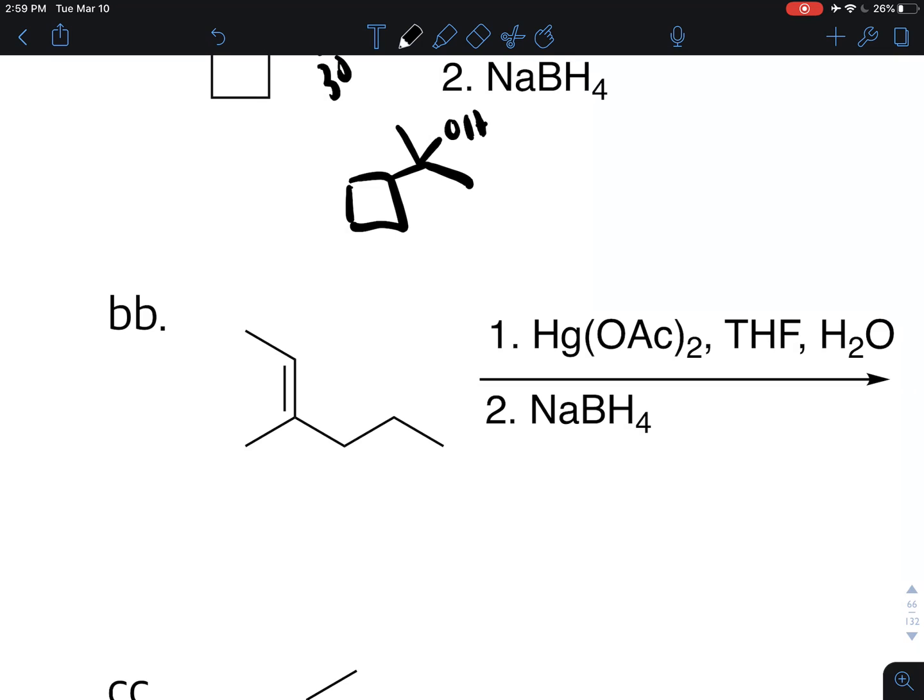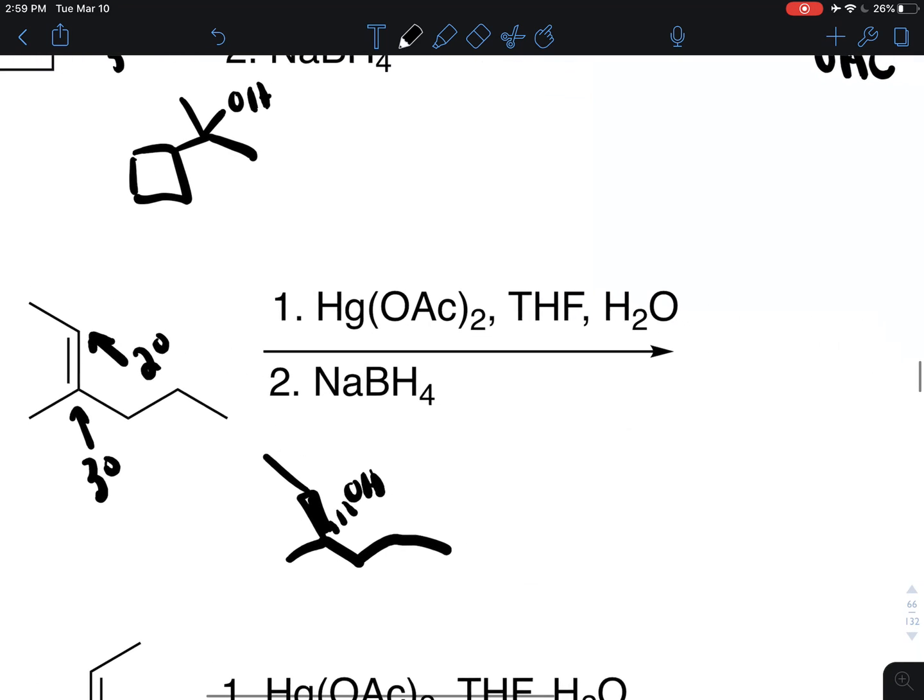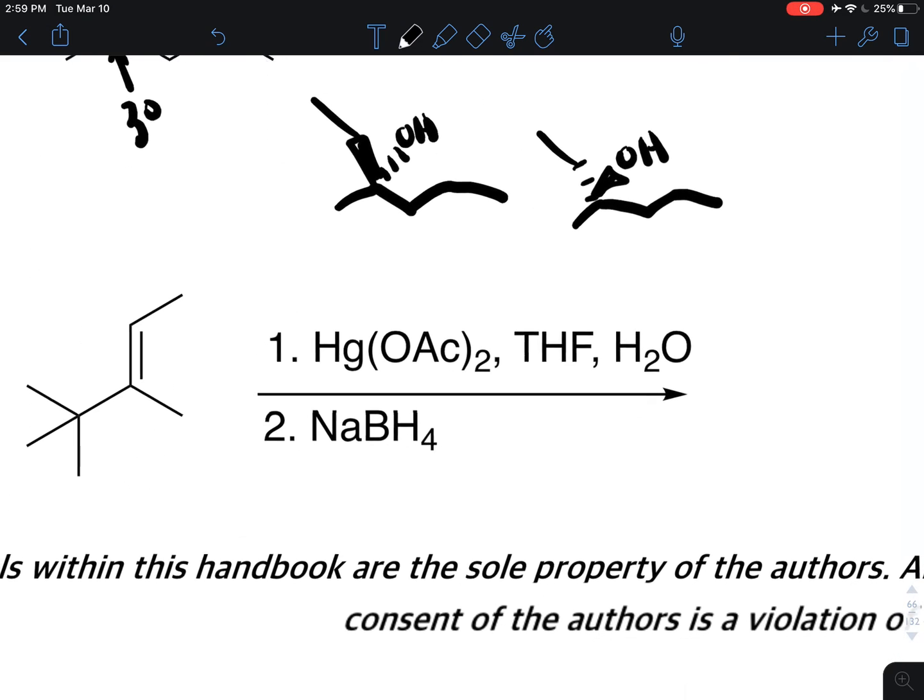Okay, so for BB, we can just quickly look here. We see that we have a tertiary carbon. We see that we have a secondary carbon. So we can imagine that we have that structure, and then we also have that structure. Okay, so I hope that helps with that one.